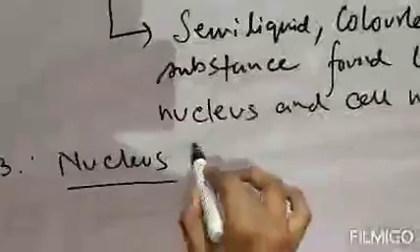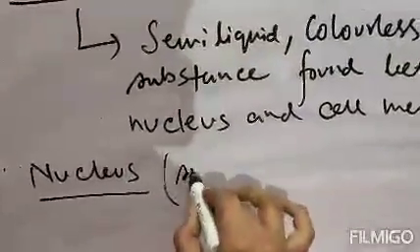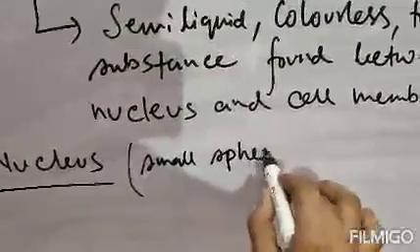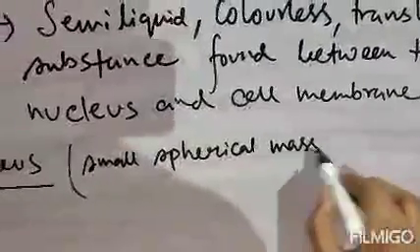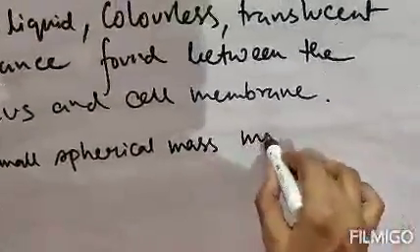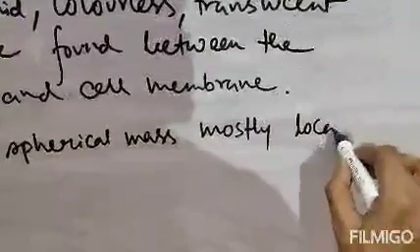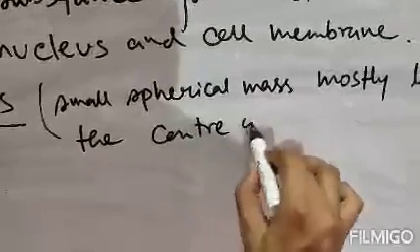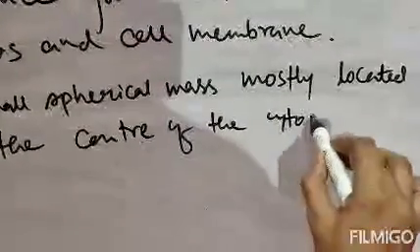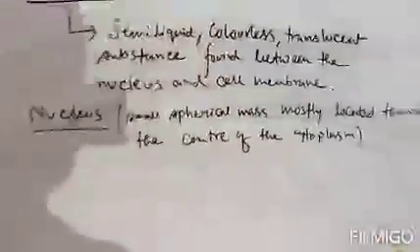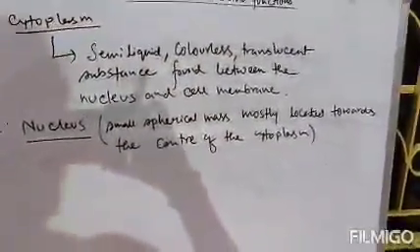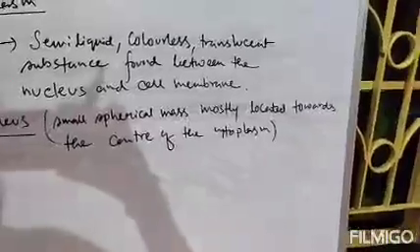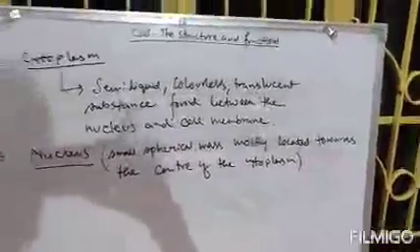Clear? So it is a small spherical mass, mostly located towards the center of the cytoplasm. So its position is, it is a small spherical mass first of all, and it is located towards the center of the cytoplasm, and it is the most important part of the cell.